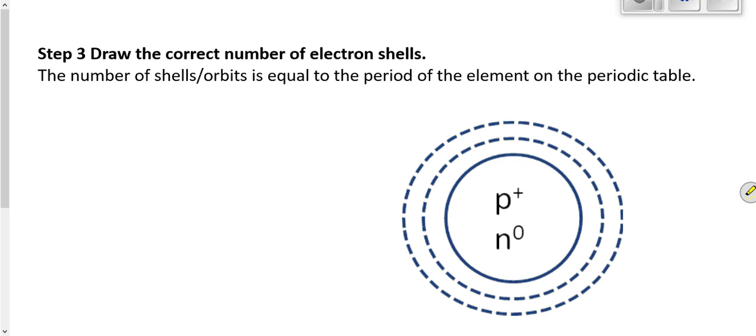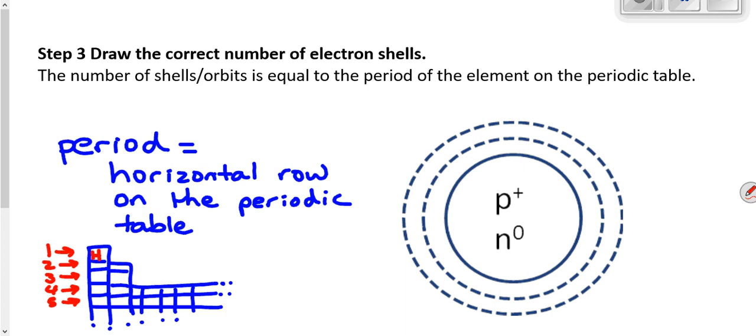And how do I know how many shells I have to draw? Well, there is a cute little trick you can do: you can count the period. The period is the horizontal row that you find that atom in on the periodic table. You'll notice your periodic table is a big grid. It's got the vertical up-down columns and the horizontal or side-to-side rows. So each element can be found in one of those periods, one of those rows.